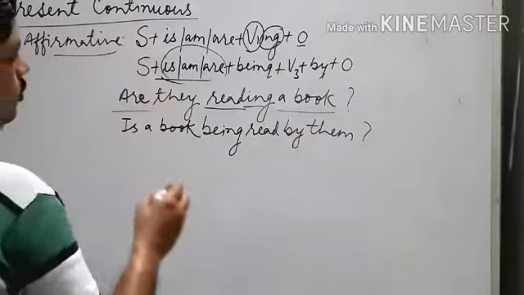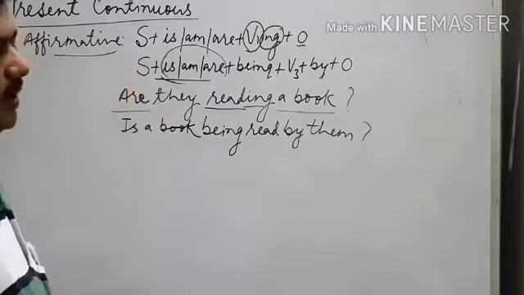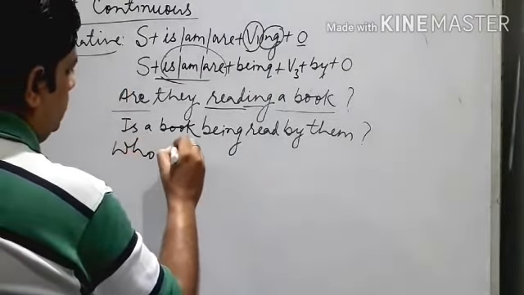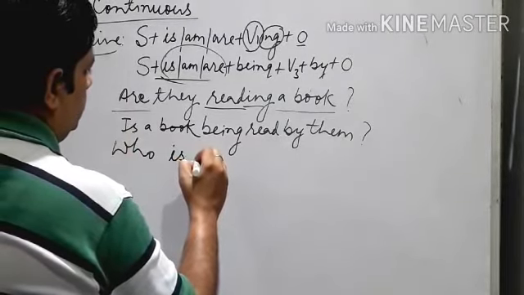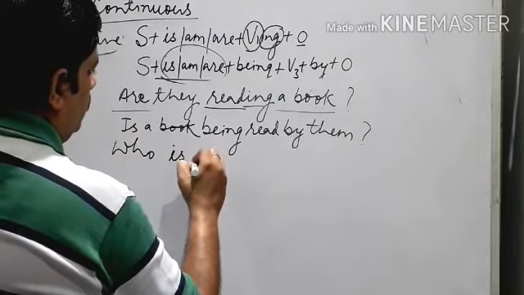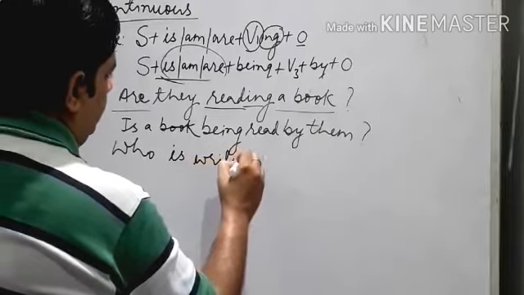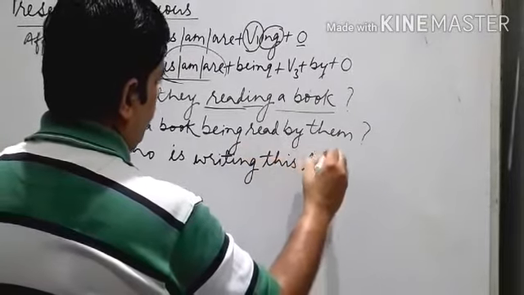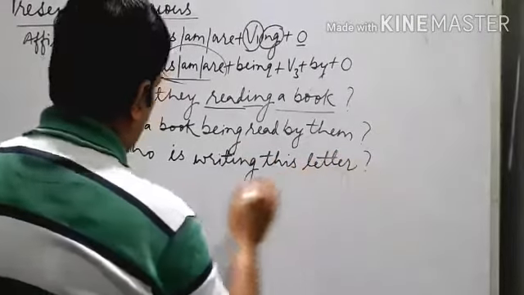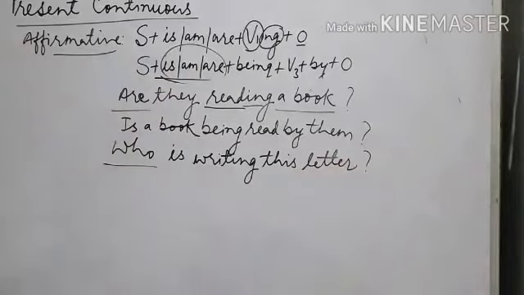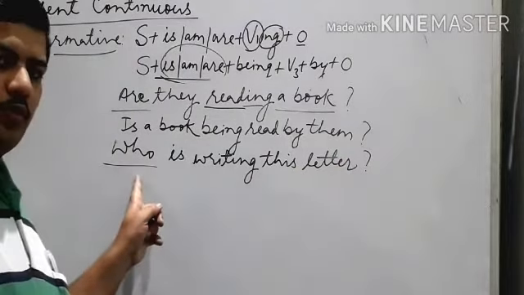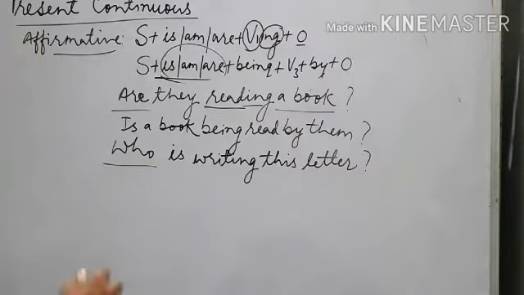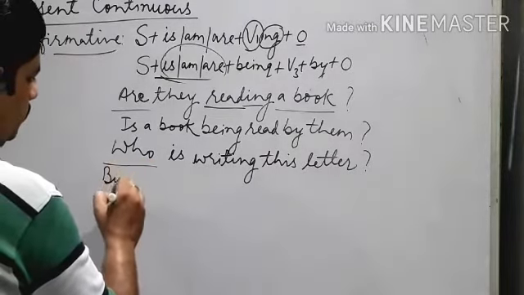Then we'll do another type of interrogative, that is WH word. That is also very easy. Like, who is writing this letter? Who is writing this letter? So when you have this particular WH word, who, and you have to change it into passive, first you convert this who into by. By.